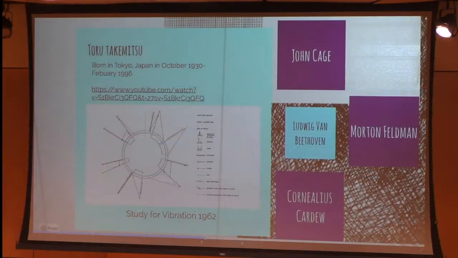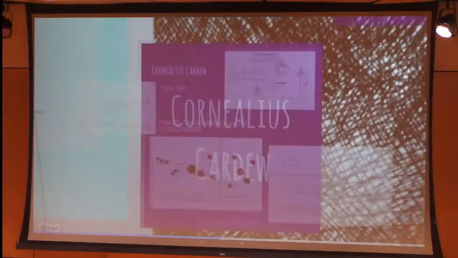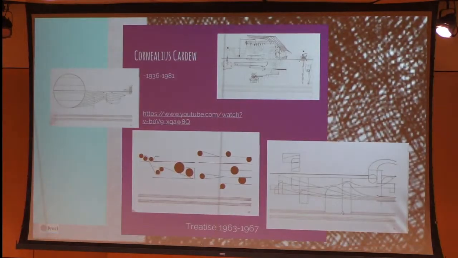Our next composer is Cornelius Cardew. Cornelius was born in 1936, and he passed away in 1981. And these are a few examples of his scores. These are from a collection of scores called Treatise, and these were composed between 1963 and 1967. Treatise is a collection of 193 very abstract scores. Like I said, these are only a couple, and all of them look as crazy as this, I promise.